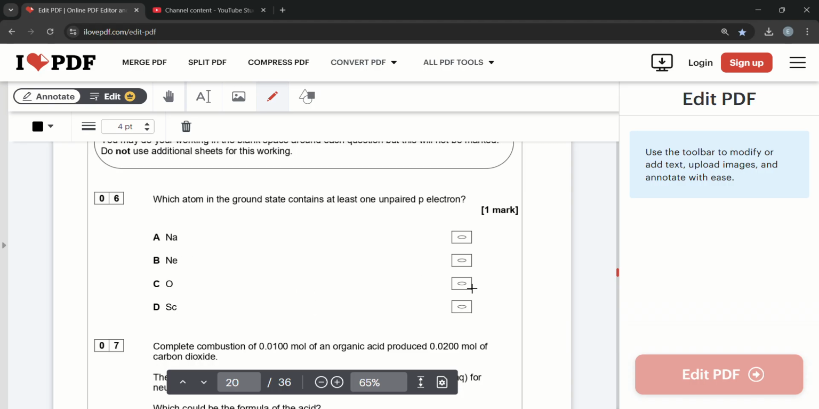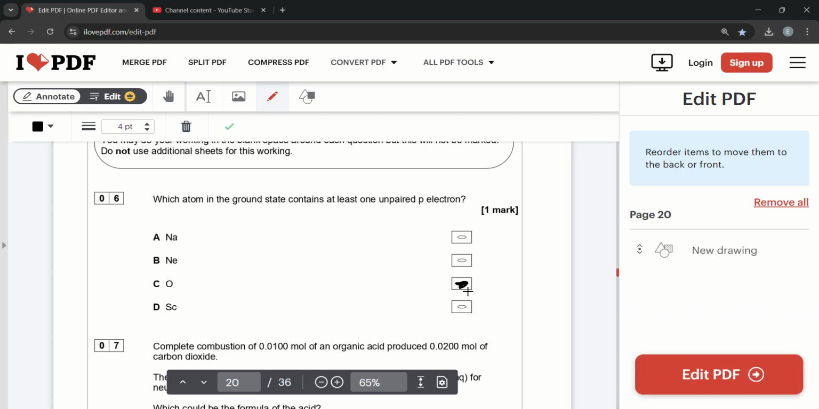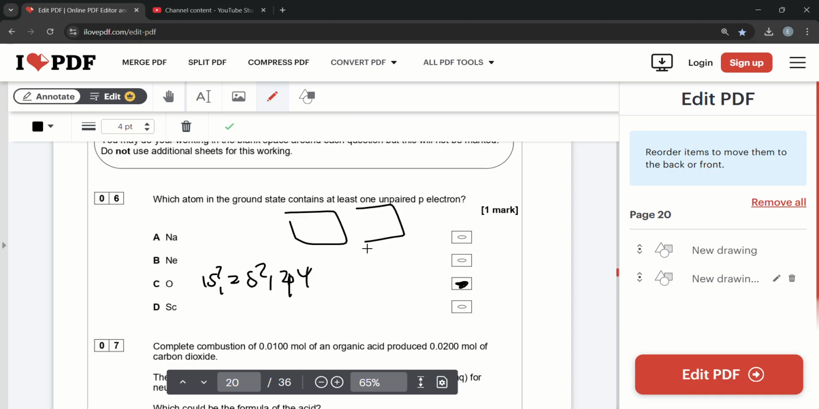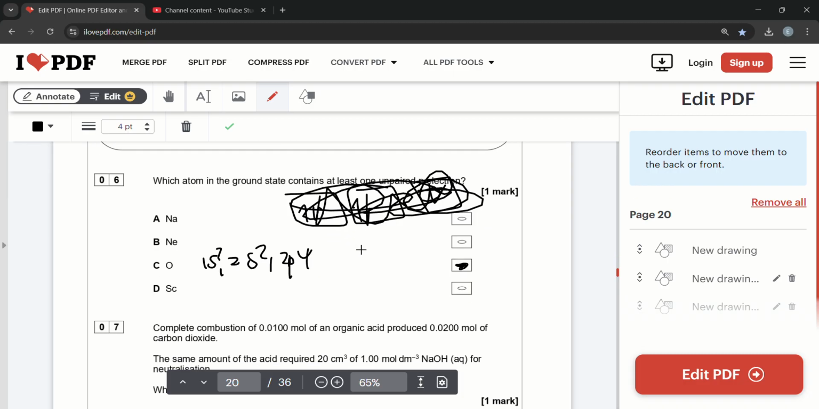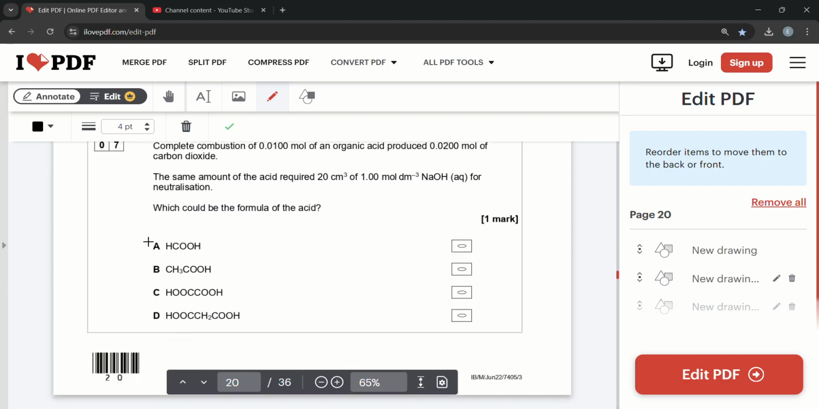It's going to be oxygen. Just look at the electronic configuration. Oxygen has 8 electrons: 1s2, 2s2, 2p4, obviously, with 3 orbitals. The electrons are going to want to occupy orbitals by themselves, so you're going to have an unpaired p electron. That's all I'm trying to say. So the answer is C, oxygen.